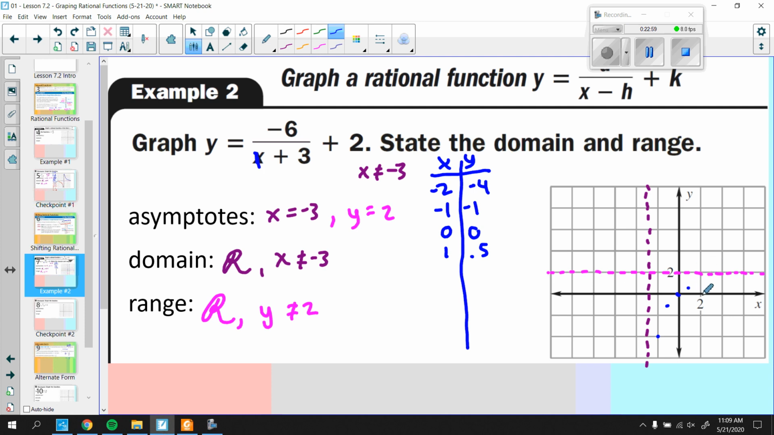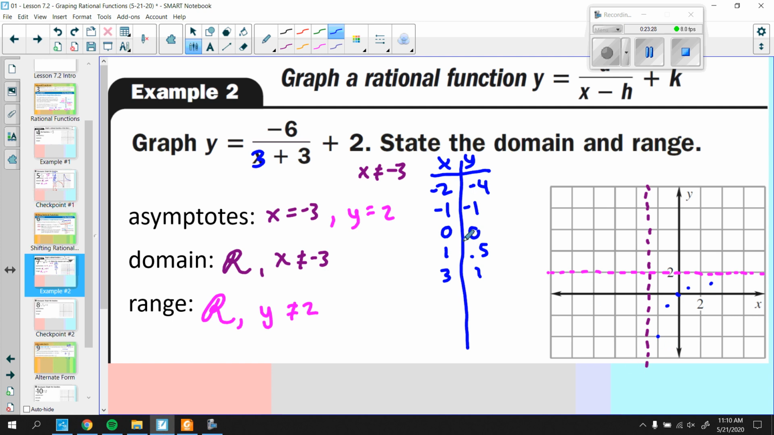Are we good? Yeah, you could pick strategic numbers. What would be another nice x here? I know I'm kind of done as far as points, but I think 3 would be a good number to plug in. Why? 3 + 3 is 6. -6 divided by 6 is -1. -1 + 2 is 1. So 3, 1 is on this graph. Okay, so you can be strategic.